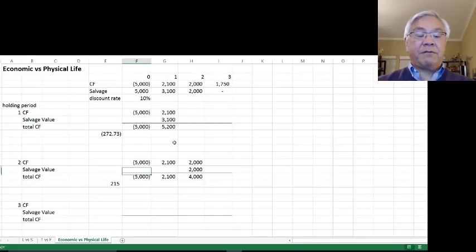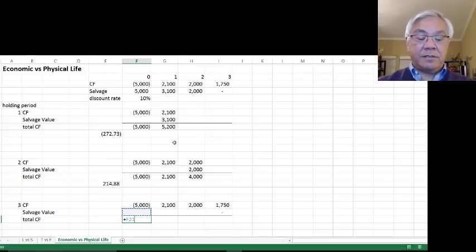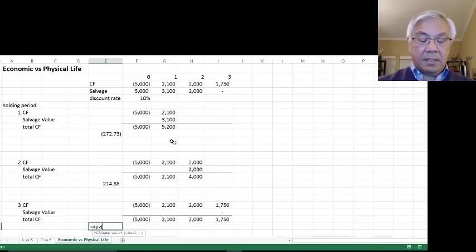And let's say we hold it for 3 years. So we'll get all 3 years of cash flows, and we get a salvage value equal to 0. And so the cash flows are as follows, and we can do the NPV equals NPV, rate is 10%, comma, cash flows, and outlay, keep it outside, and it's negative 123.